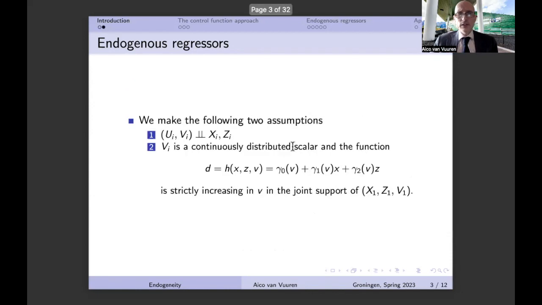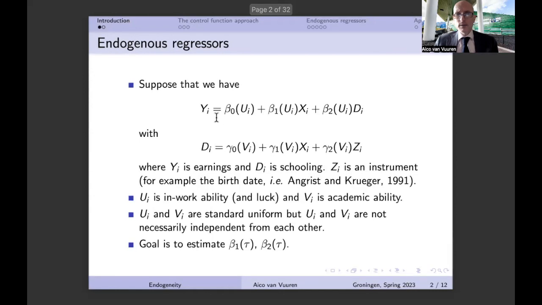Notice that this is actually stronger than we usually have in standard linear regression models, because in standard linear regression models we only assume that the U and the V are uncorrelated with X and Z. But in this case I'm going to assume independence, and the reason is that uncorrelated is not enough at the moment that we have a non-separable model. So that's the first assumption that we're going to make.